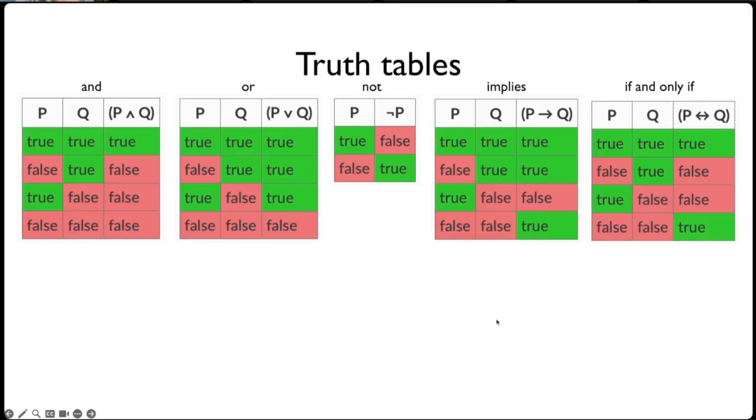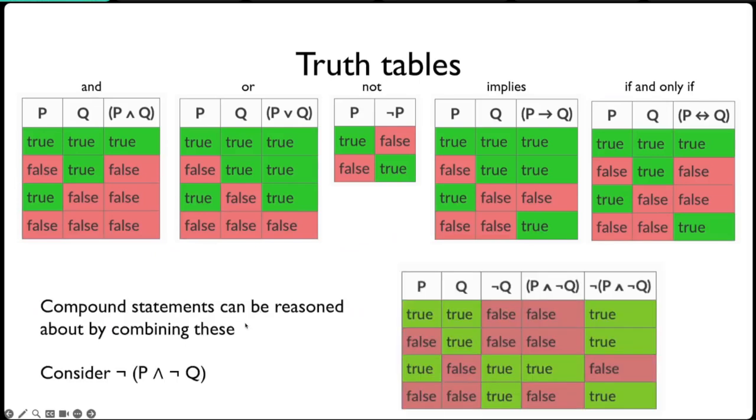So we have all these truth tables: and, or, not, implies, if and only if, and they can be combined to reason about compound statements. So consider P and not Q, and I'm going to negate the whole compound statement. This is an example of mechanics of proof, where you just reason about these one by one. You follow order of operations.